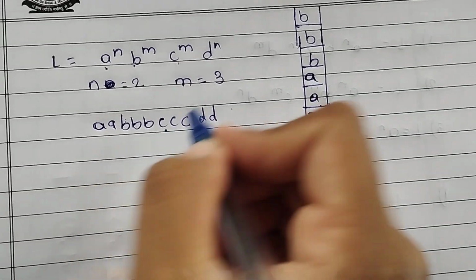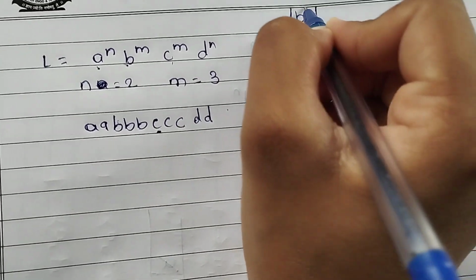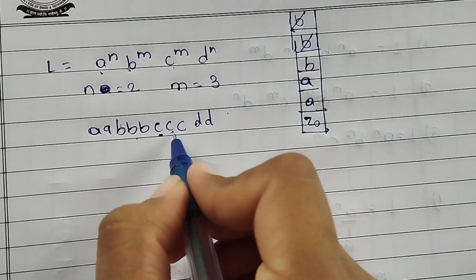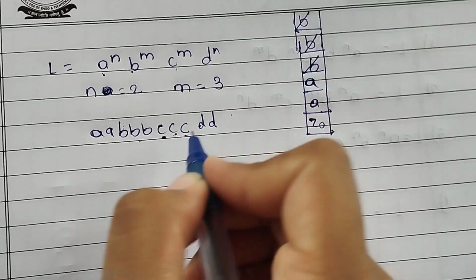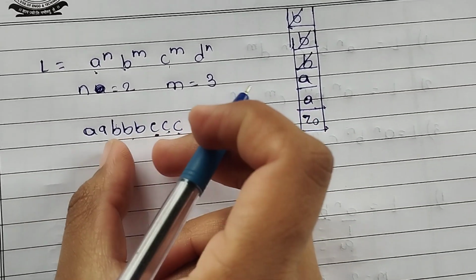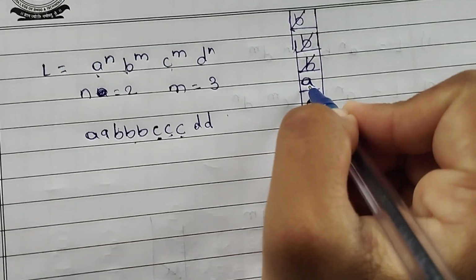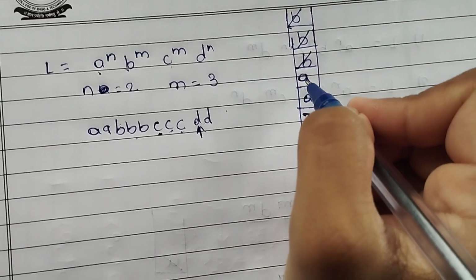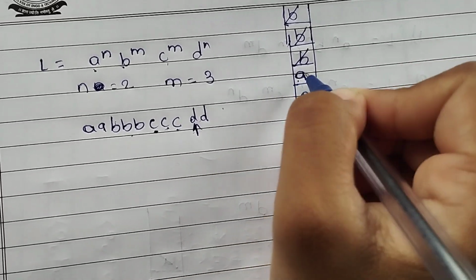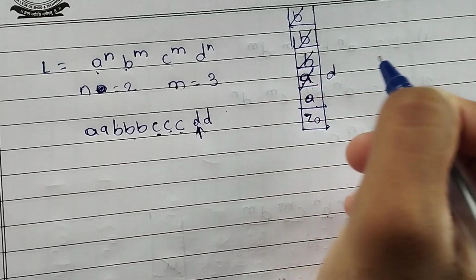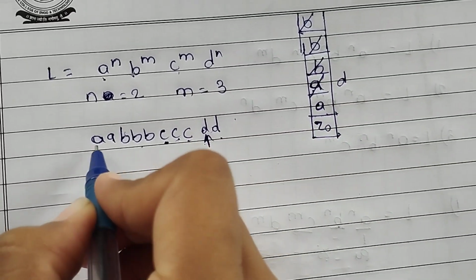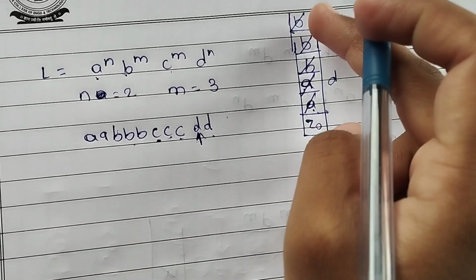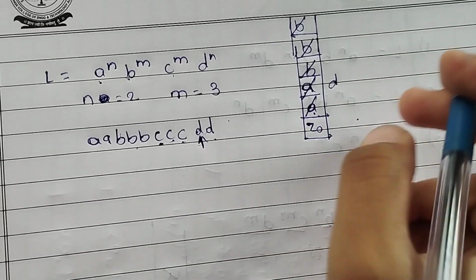Now we read C. For this first C we pop the first B. Again we read C, pop the B. Again we read C, pop the B. Now all the C's and B's are completed. Now A is present and we read D. Now we are in this state. So we read D and A is present, so pop the A for the D. Now again we read D and A is present, pop the A. And now an empty stack is present, meaning we are in the final state.